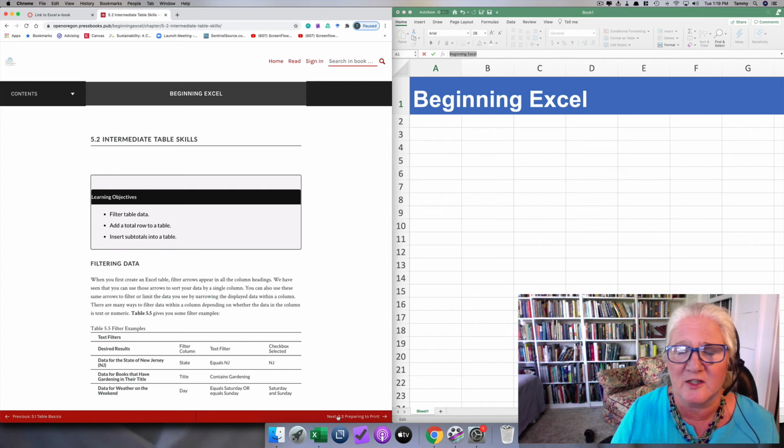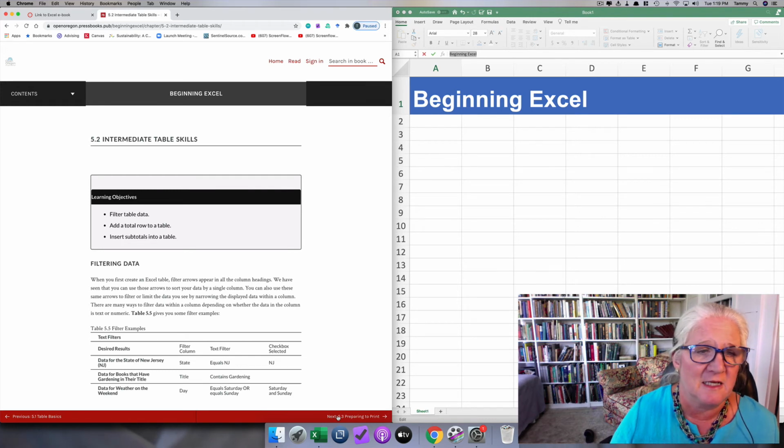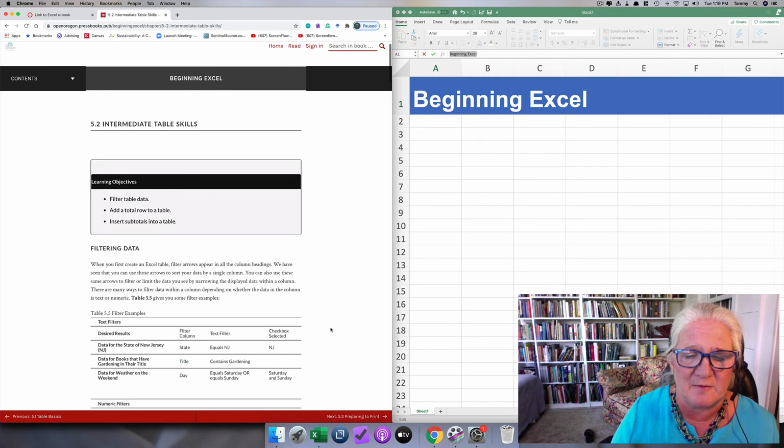And then there's the second section, which they're calling intermediate table skills, which is basically just applying filters and adding totals and all that kind of stuff and subtotals.